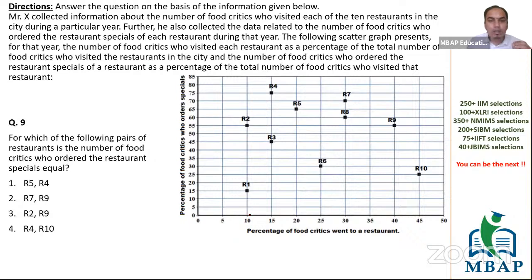Whatever the total number of food critics, 10% of them are going to R1, and of the people who come to the restaurant, 15% are ordering the special item. That's what they have told here. So it's not a very confusing thing. They have just used a lot of words to explain it, and that's why it might seem confusing, but it is not that confusing. Taking a simple random number: there are 100 people overall, 10 people are going to, let's say, restaurant one, out of which 15% of 10, which is 1.5, so 1.5 people are ordering the special item. So the data given to you is not very confusing here.